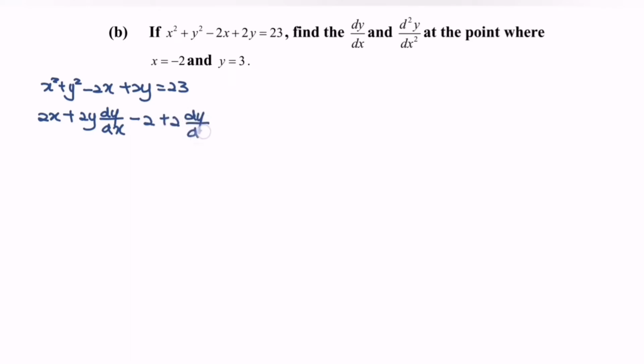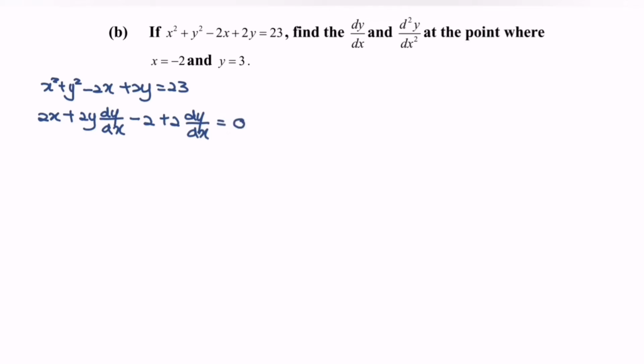Kindly focus on question B. Given the equation x squared plus y squared minus 2x plus 2y is equal to 23, find dy/dx and the second derivative at the point where x is equal to negative 2 and y equals 3. Differentiate the equation with respect to x. So we have 2x plus 2y dy/dx minus 2 plus 2 dy/dx equals 0.